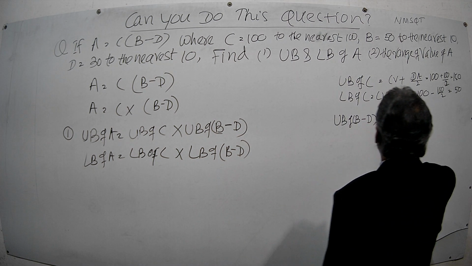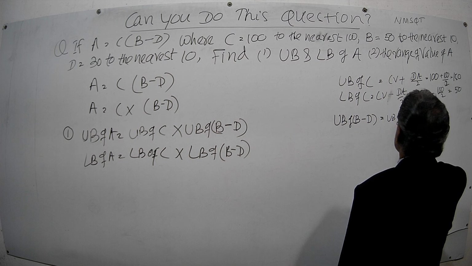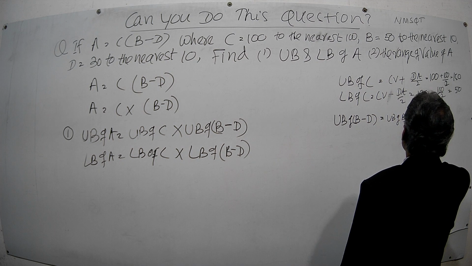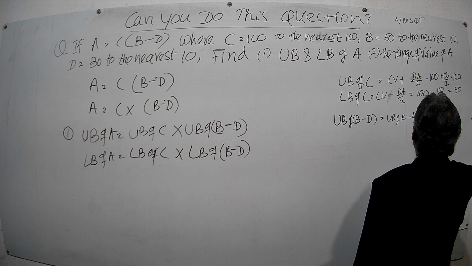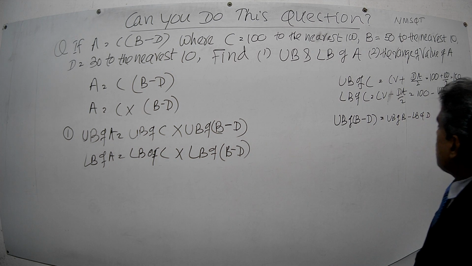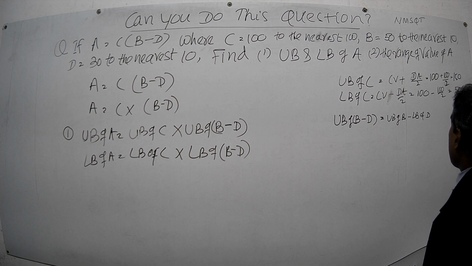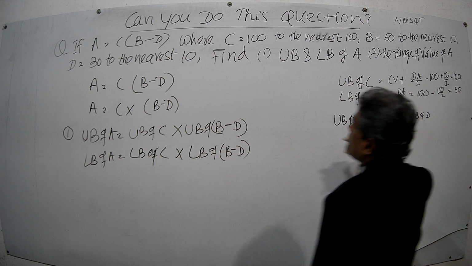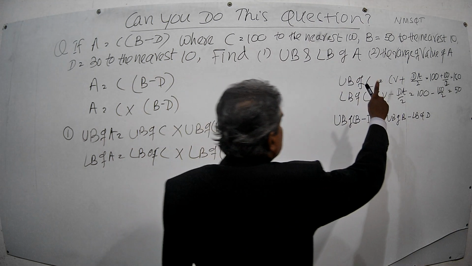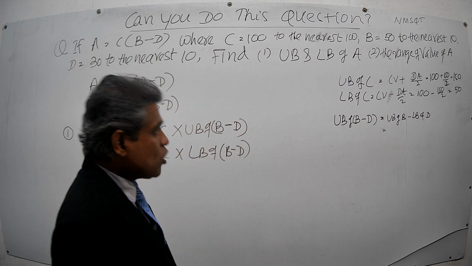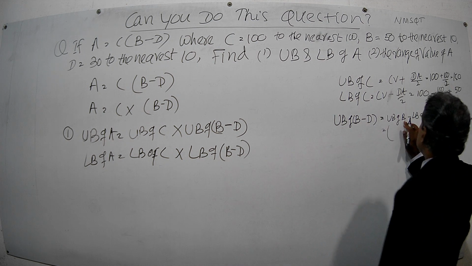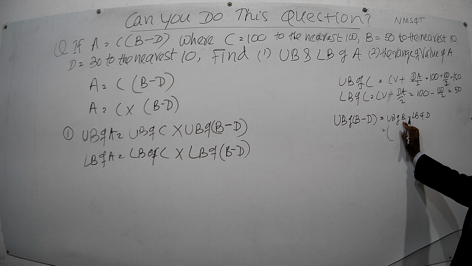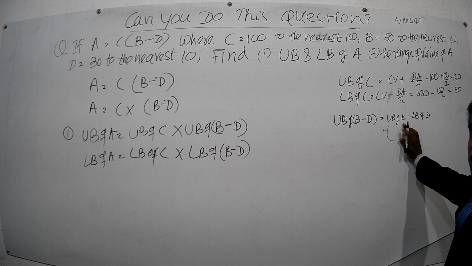You write here upper bound of the larger value, that means B, then minus lower bound of D. So that is how you find the upper bound of B minus D, right? Then find the upper bound of B. How do you find it? This is a single corrected value. The upper bound of B equals corrected value plus degree of accuracy over 2.